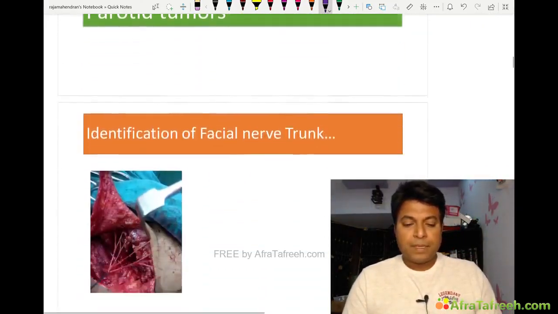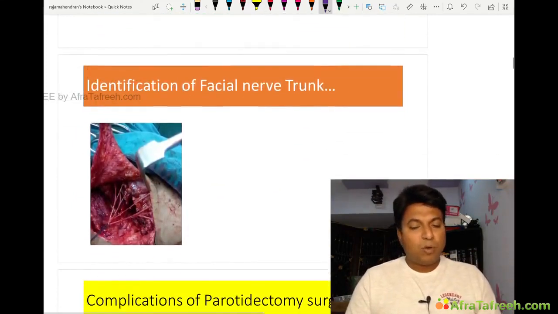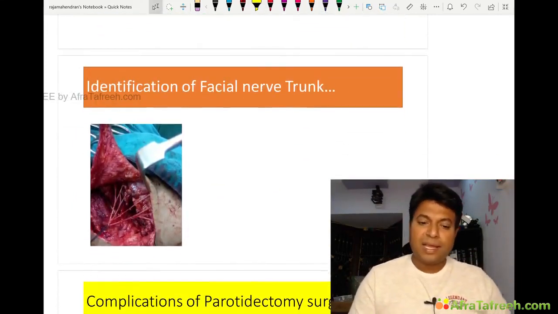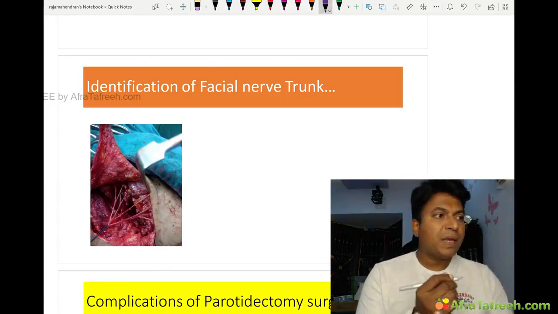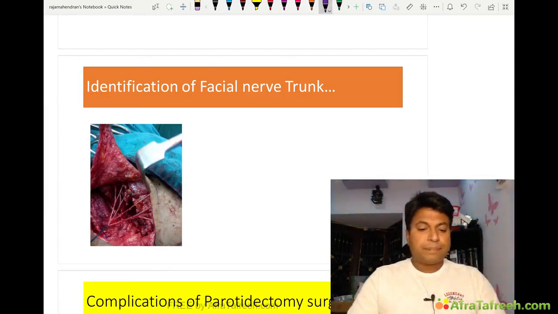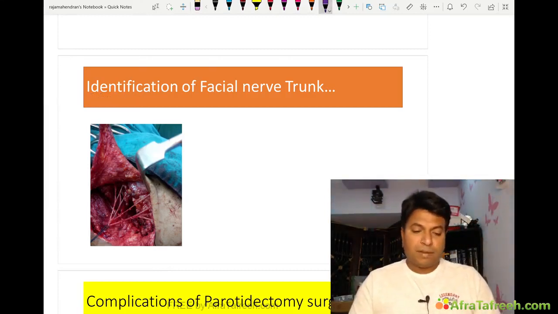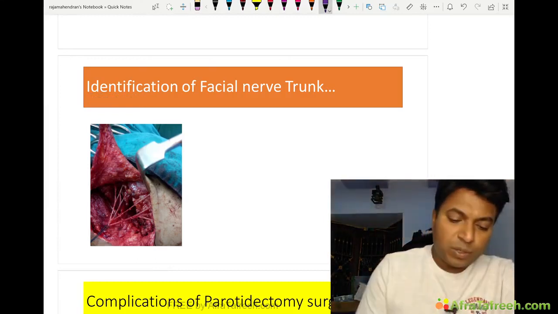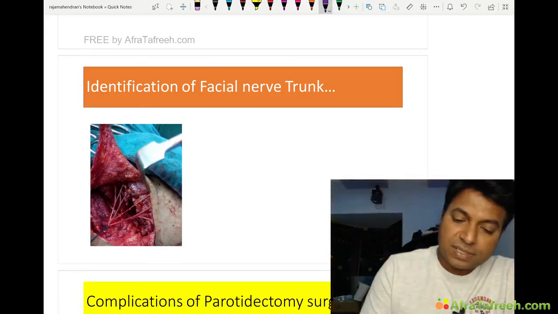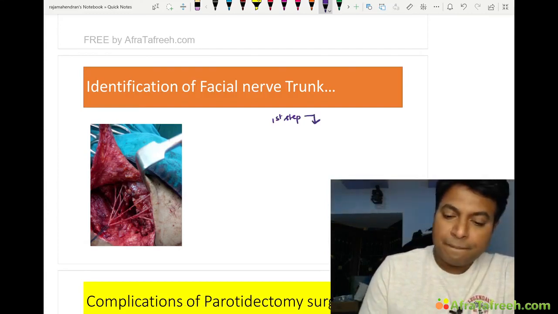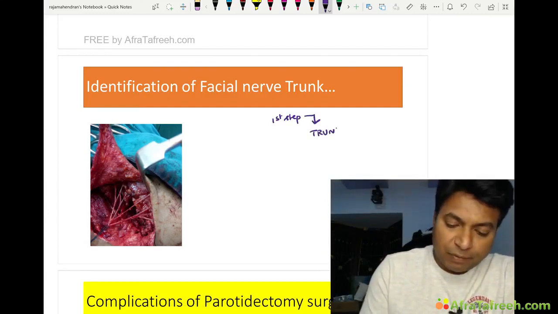Okay. So now coming to the parotid gland tumor related topics. There are high yield MCQs from parotid gland tumors. Now the question from parotid gland surgery, parotidectomy surgery. In parotidectomy surgery, the first step while I am doing the operation will be to identify the trunk of facial nerve.